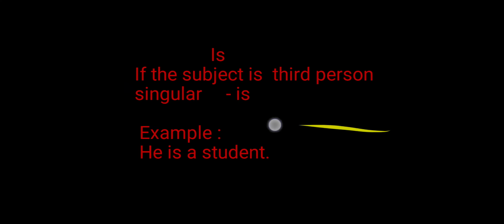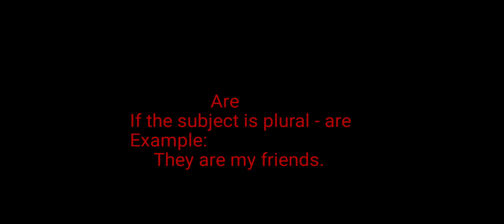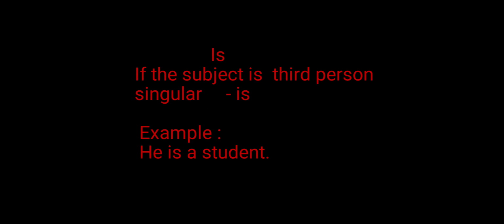Okay. Next we have are. Are is used if the subject is plural. For example, they are my friends. Here they is the plural subject, and are is used to link the plural subject with the plural predicate. Okay.